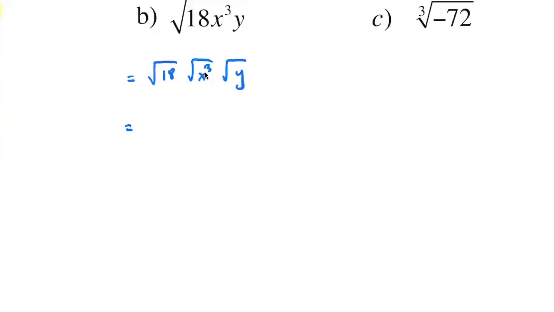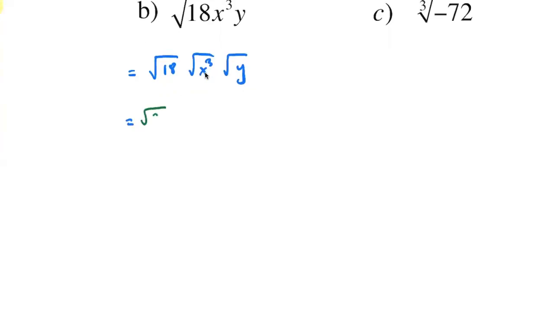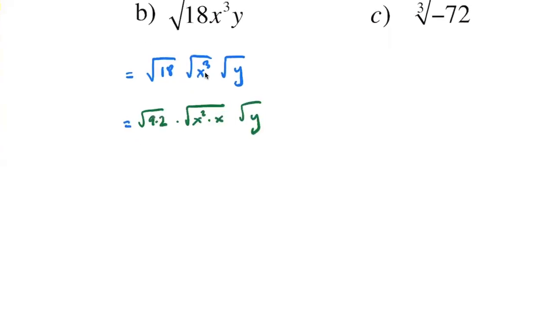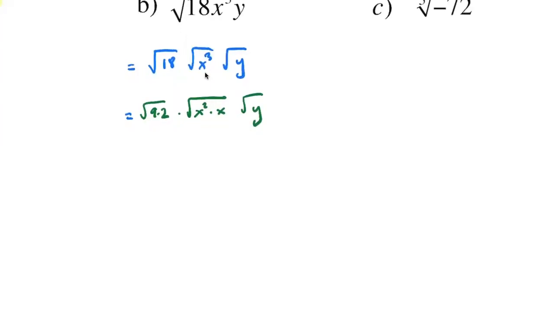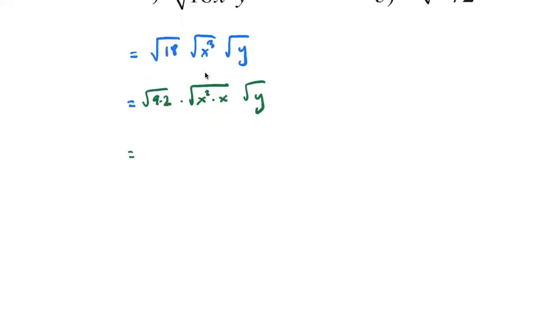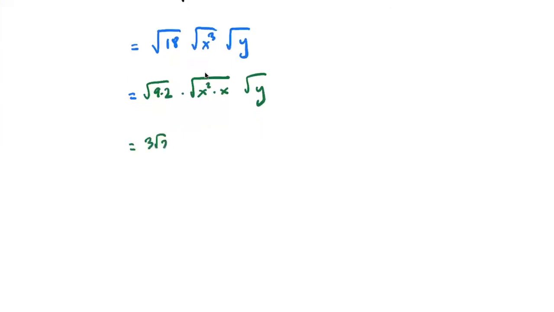We know that 18 can be simplified under the square root, so that's 9 times 2. And then x cubed, we can look at as x squared times x, and then leave y alone. The reason we're looking for perfect squares is because it's a square root. If it's a cube root, then we're looking for a perfect cube factor within the radical. So the square root of 9, if we separate it from the 2, becomes 3, so that would be 3 root 2 for the first part.